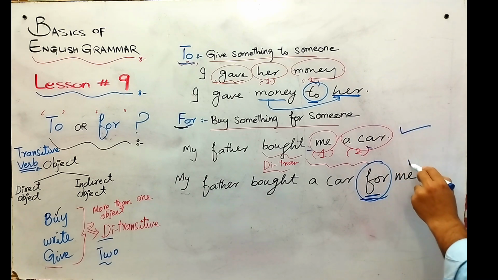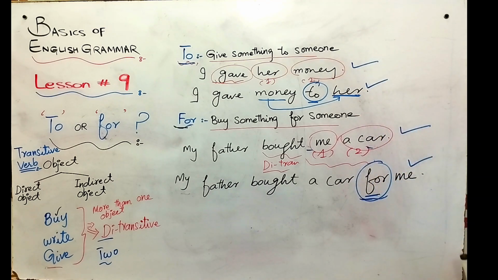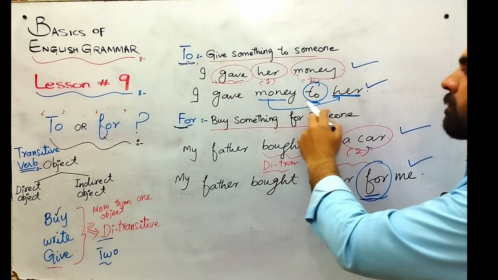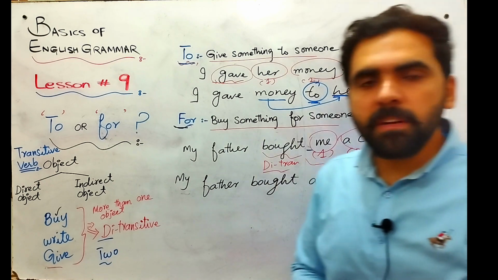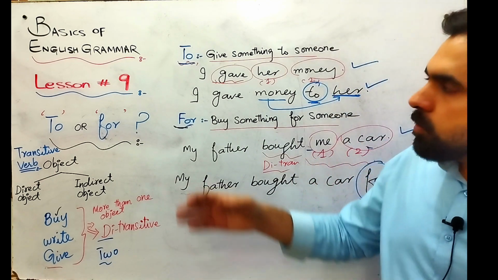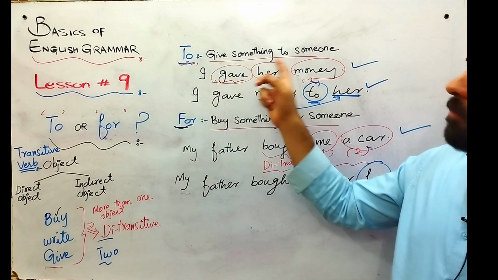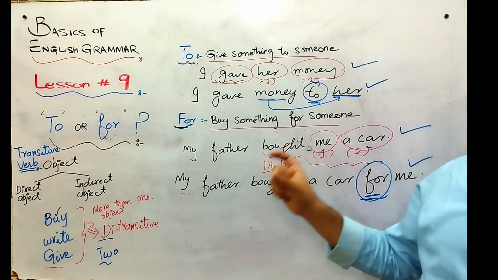Both sentences are correct. These two sentences are also correct. The difference is the use of a preposition between these two objects. So by using this method, we can use the preposition to or for accurately. To is used when we give something to someone, and for is used when we buy something for someone.